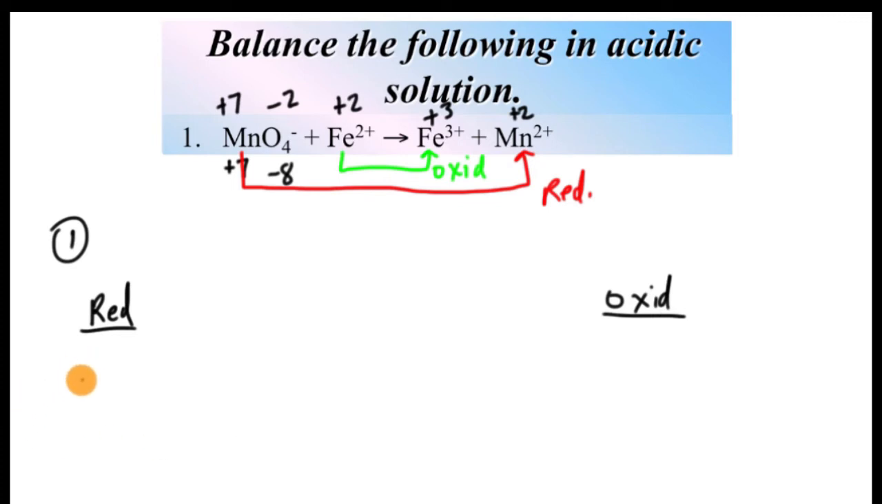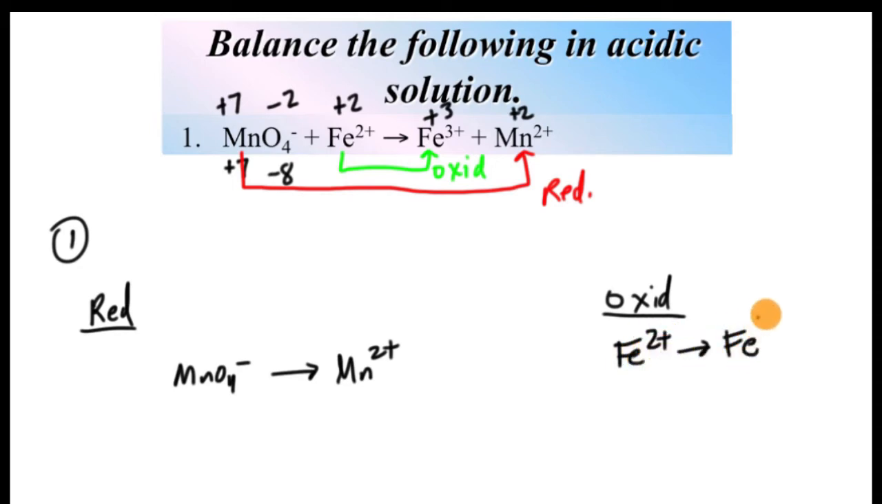So I'm going to start with MnO4 minus, and I'm going to write that as Mn2 plus. That's my half reaction. Over here, iron 2 plus goes to iron 3 plus. So I have my half reactions written out. Alright, now what I'm going to do is balance just like I did. I'm going to follow the rules that are on that previous slide that I talked about.